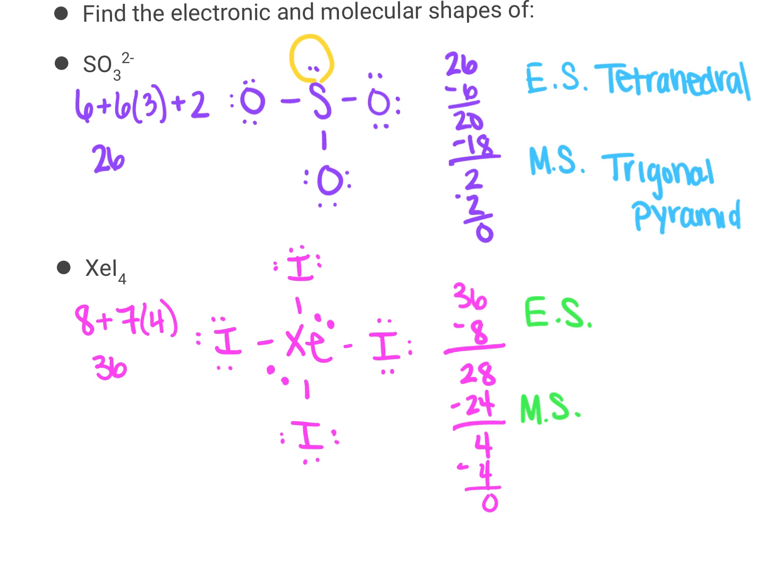Yes. Okay, what's the electronic shape? Okay, good. So we call this one octahedral. And then what's the molecular shape? Perfect, square planar.